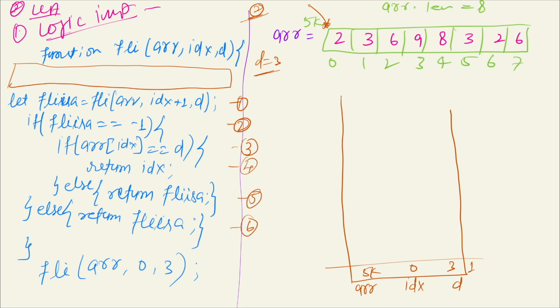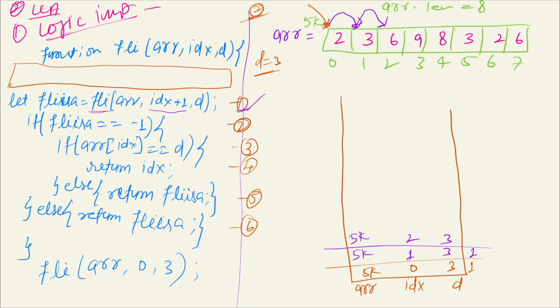So the first line will be executed here. Whenever the first line executes, it will calculate the find last index in a smaller array. So the smaller array will be from index plus 1, that will be from 1. So it calls find last index again. The index will increase, so now the index will be 1, and we are looking for 3. So line number 1 executes again, and it will go to here, and the index will be increased also.